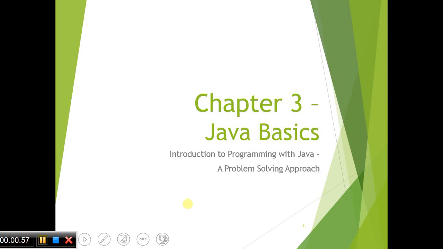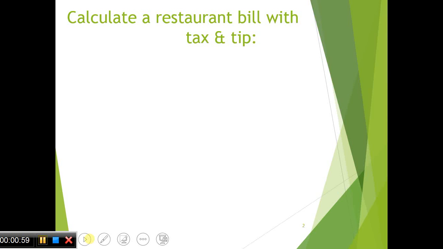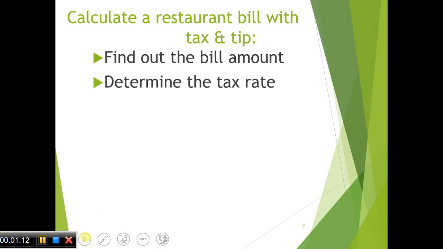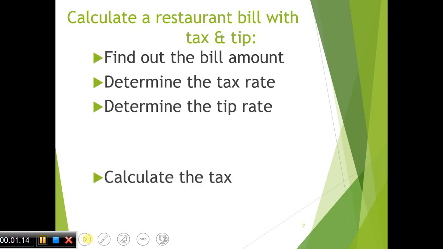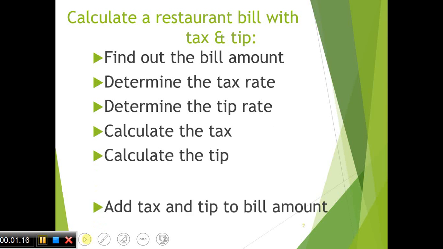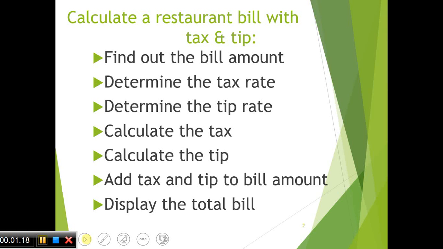We're going to be covering a few things. If you remember in our last chapter, we were talking about pseudocode. And so if I were to remind myself of some of the pseudocode to calculate a restaurant bill, I'm probably going to need to find out the bill amount, and then I need to determine the tax and the tip rate, and then I need to calculate the tax and the tip. I need to add those together and display them to the user.